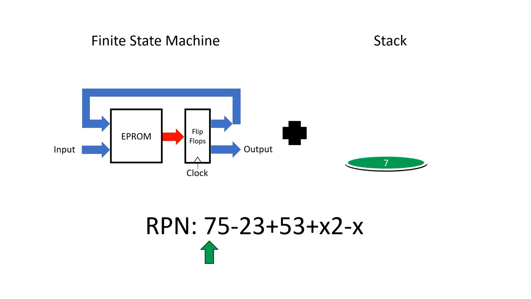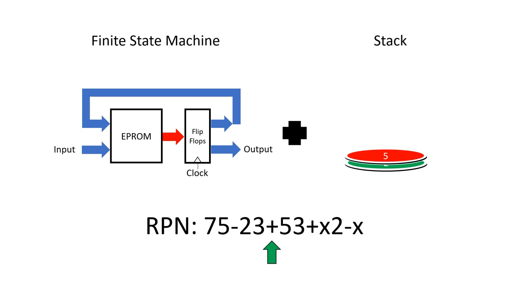We push the 7, then we push the 5, and then we see this minus symbol. The minus symbol tells us to pop or take off the top two elements and subtract one from the other. Then we push the result, which is 2 in this case, back onto the stack. Next, we push the 2, and then push the 3. Then we see the plus symbol. This tells us to take the 3 and the 2 off, add them together, and push the result, which is 5, back onto the stack.